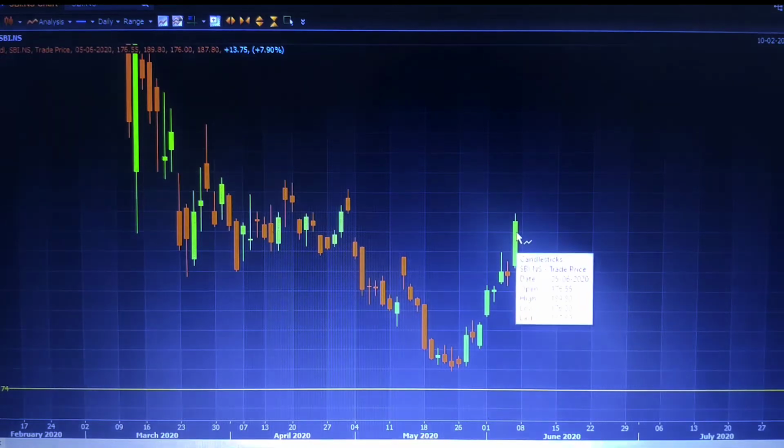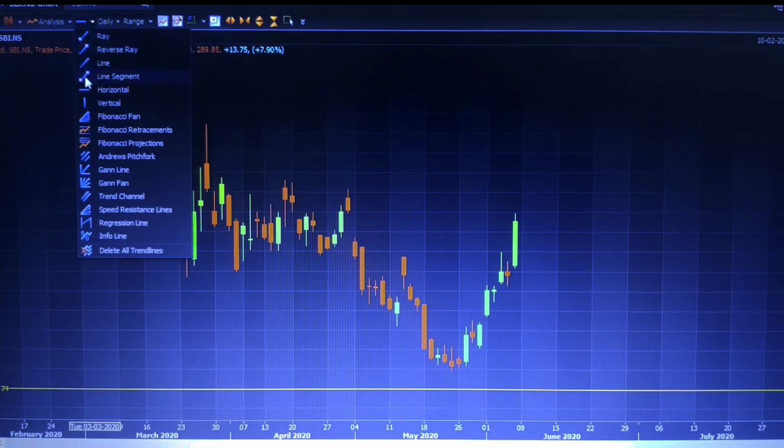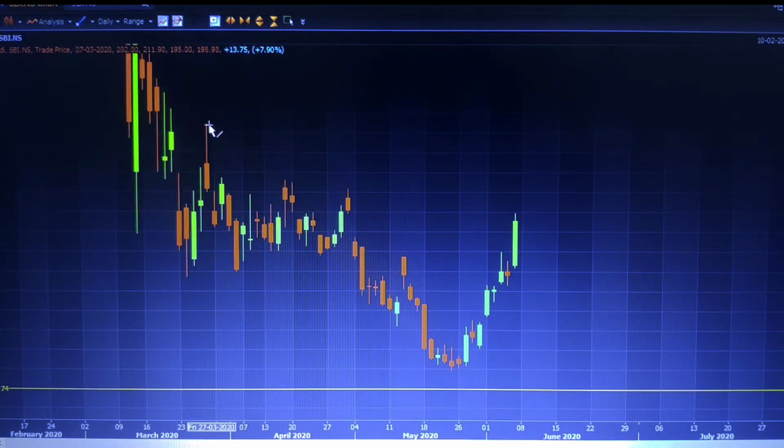The closing is 187.80. From this level, what kind of call can we take? We can simply use small technical tools here. One is drawing a trend line. Here we have to identify whether this trend has broken. This is a small movement we can predict from here.